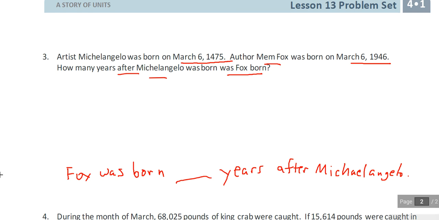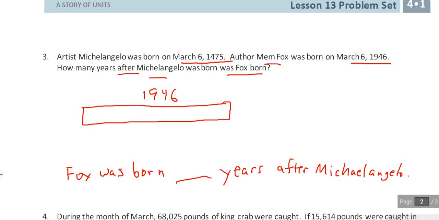If it's 1946 now, so 1946 is what we have now. And well, actually, that's when it was born. So we're going to have to do some subtraction. So the whole thing is 1946. Okay, so let's draw a tape diagram here. And Michelangelo was born in 1475, so this one's going to be 1475. We know that. We know the whole thing is 1946. So this is the part that we don't know right here.